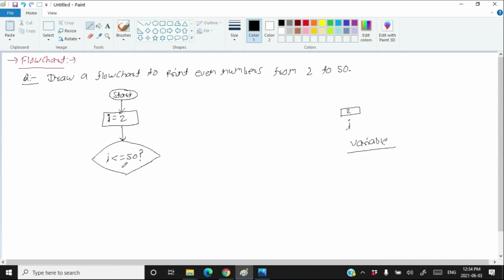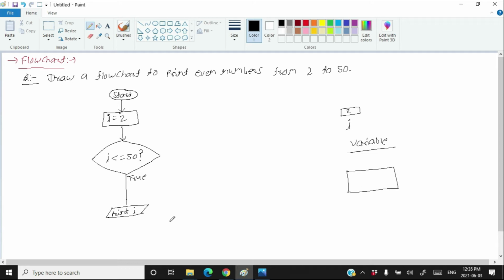If this is true, that means if still I is less than 50, then you need to print I. See, printing I is the final output. This is not an operation. Assigning 2 in I is an operation. So whenever you have to define an operation, then you need to use this rectangle bracket.